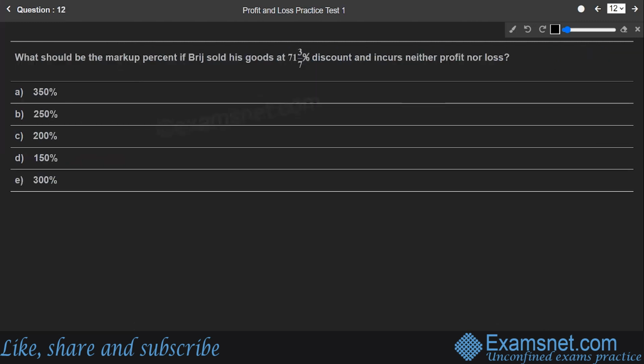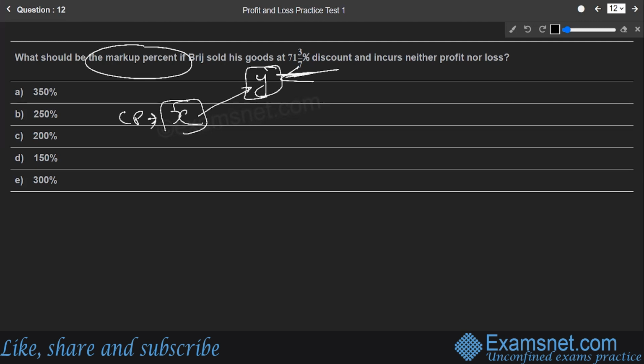Now, the next one is, what should be the markup percentage of a trader who sold his goods at a 71 3 by 7% discount and incurs neither profit nor loss? So, what they are suggesting is, what is the markup percent, as explained in the previous question also. Let there be a price of X. If the cost price is X, whatever we increase in the cost price, let us say we mark it as Y. So the customer can only see Y, he cannot see the cost price X, that is the mark price.